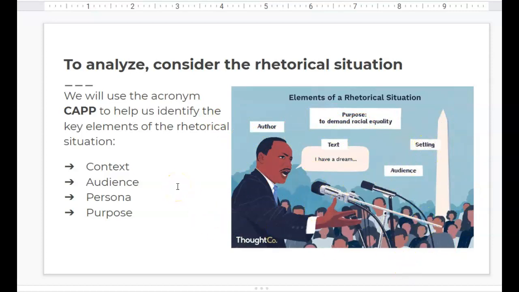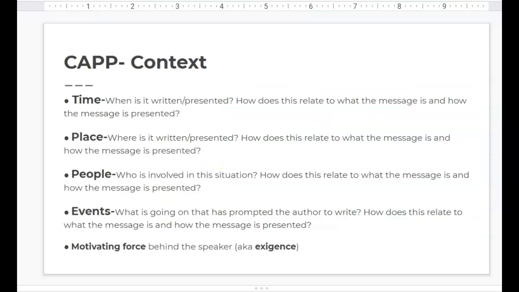So to help you realize what the parts are that you need to consider, we're going to use an acronym called CAPP, C-A-P-P. That's going to help us identify the elements of the rhetorical situation. C for context, A for audience, P for persona, and P for purpose. So let's look at context a little more closely.